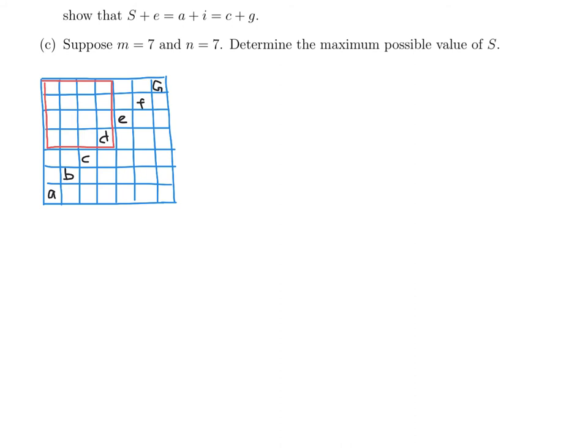And the second 4x4, we're going to overlap with the D, but we'll take care of that later on. Okay, so this is sort of the setup. Now, the 3x3 squares that we have from part B, if you notice, it's still up there. From part B, S plus E is equal to A plus I is equal to C plus G. We had to prove that, and we did.